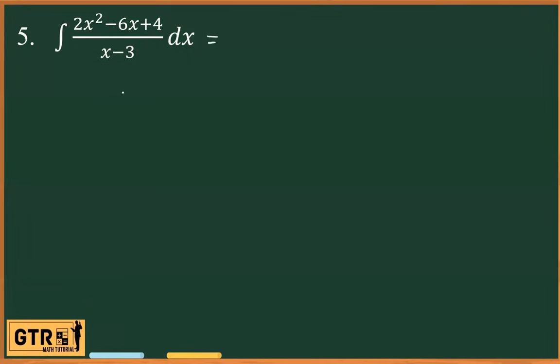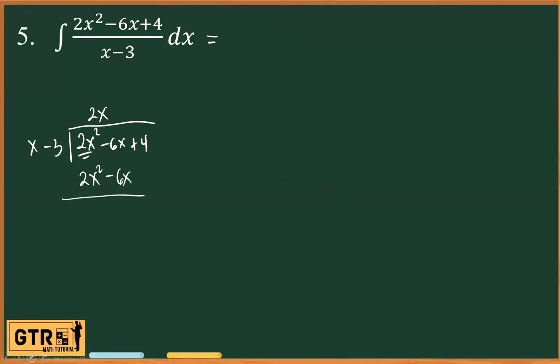If we divide 2x squared minus 6x plus 4 by x minus 3 using long division, divide the first term, 2x squared divided by x, which is 2x. 2x times x is 2x squared, and 2x times negative 3 is negative 6x. Then subtract; when we subtract, change the signs. So 2x squared minus 2x squared is 0, and negative 6x plus 6x is another 0. Therefore, the remainder is 4.